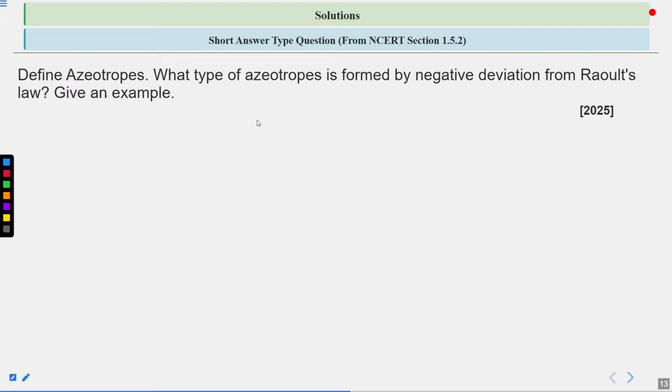This next question is again a short answer type question. This question covers section 1.5.2 from our NCERT textbook in the Solutions chapter. The question says: first of all, define azeotropes. What type of azeotrope is formed by the negative deviation from Raoult's law, and give an example. So we again have two different questions in a single question. First of all, you have to define azeotropes, what they are. Then you have to tell what type of azeotrope will be formed by the negative deviation from Raoult's law, and you also have to mention an example. This question was in the 2025 CBSE examination.